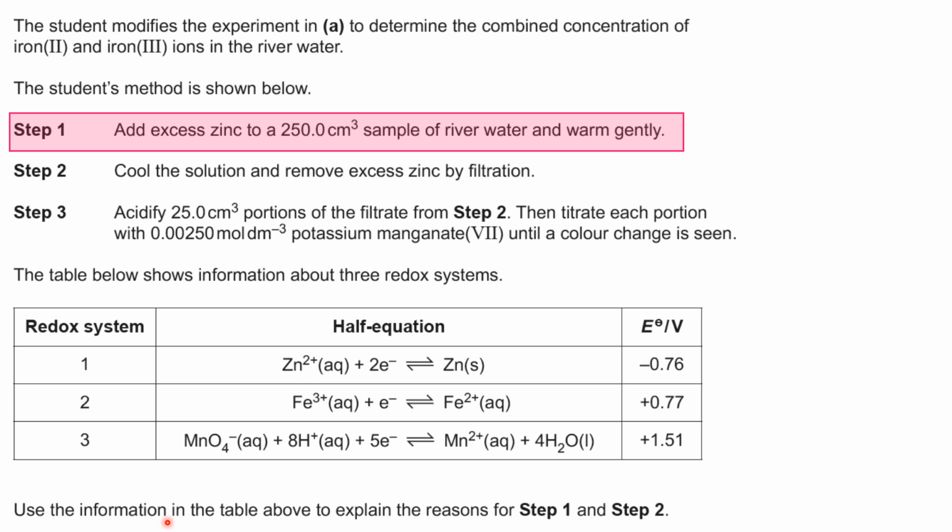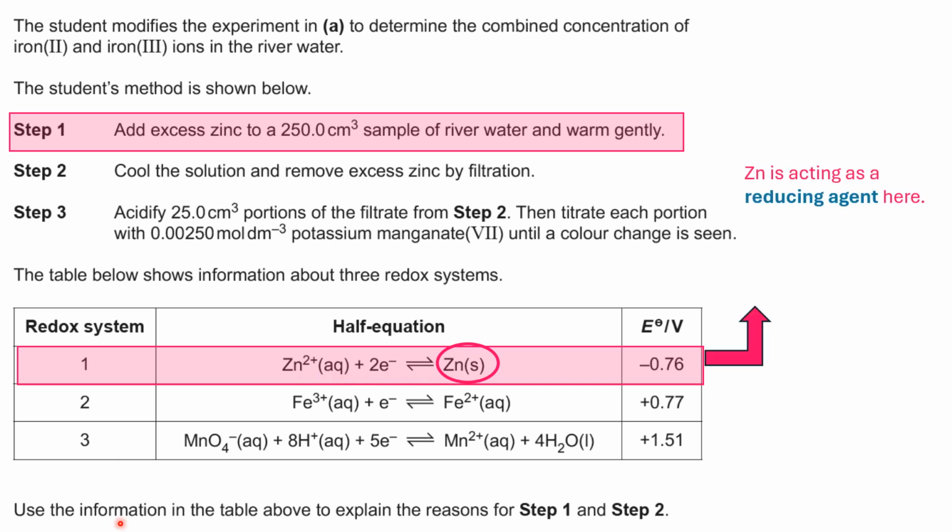So we need to find where zinc is in the table. It's in redox system 1, and I've circled it, so it's going to be proceeding from right to left. The equilibrium position is going to shift from right to left, and in doing so it's going to lose electrons. You can see that it's losing electrons as it moves from right to left, as it turns into Zn2+. So the first thing to do is to spot that it's acting as a reducing agent, because if it's losing electrons, that means something else must gain them.